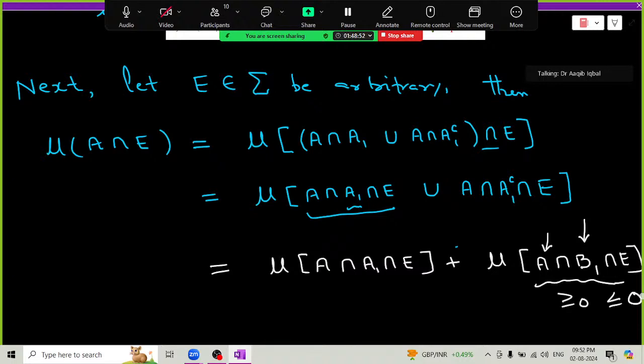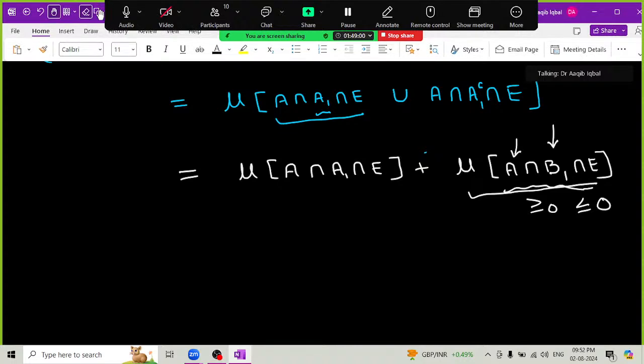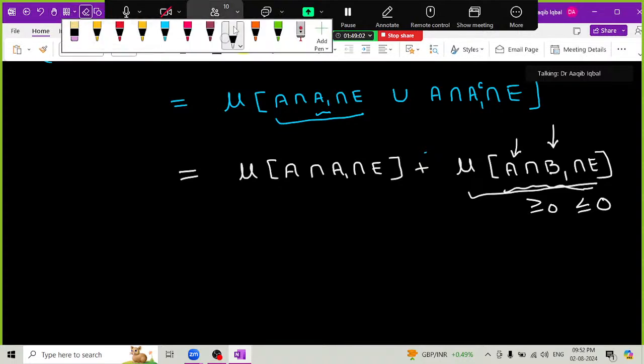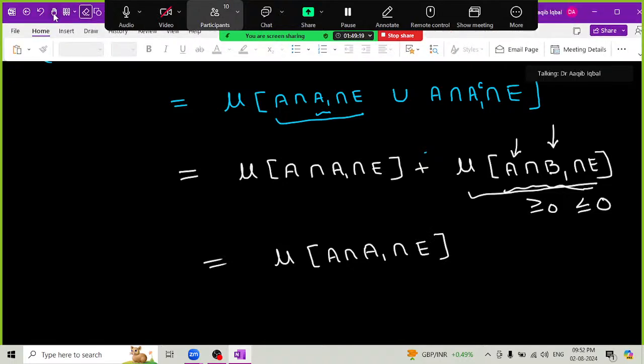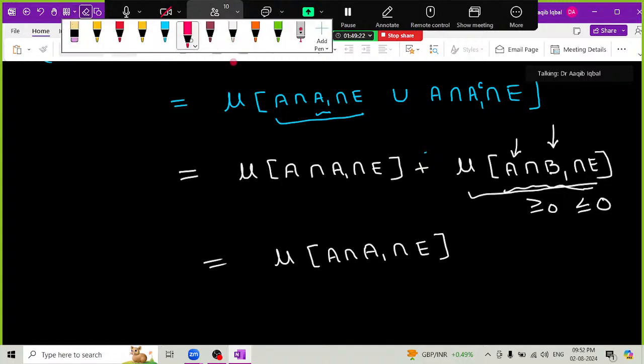Greater or equal to 0 as well as less or equal to 0 means actually this thing is 0. So I can drop this. दूसरी term को मैं छोड़ सकता हूँ because it's 0. So this is simply mu of A intersected with A1 intersected with E. ठीक है. इसको कोई लेबल दीजिएगा, कॉल इट फर्स्ट.